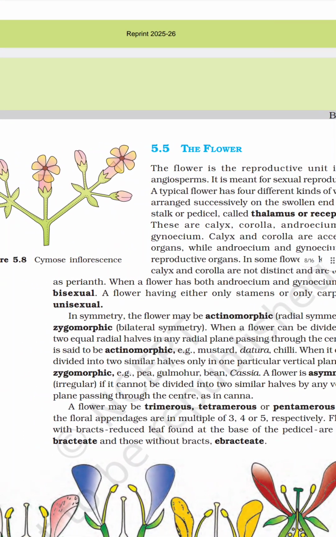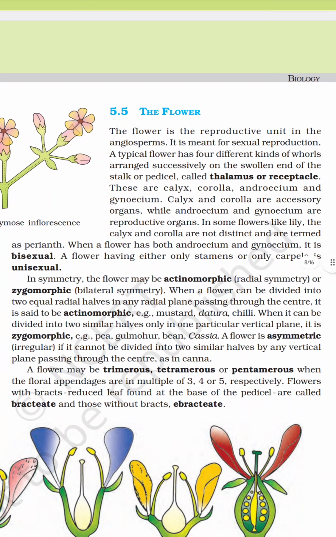Next, flower. What is a flower? How many parts, what are the parts, arrangement and everything. So a flower is a reproductive unit in angiosperms. What are angiosperms? Angiosperms are called the flowering plants. So it is meant for sexual reproduction. A typical flower has 4 kinds of whorls arranged successively on the swollen end of the stalk or the pedicel, known as the thalamus or receptacle. The outer one is the calyx, then corolla, androecium and gynoecium.